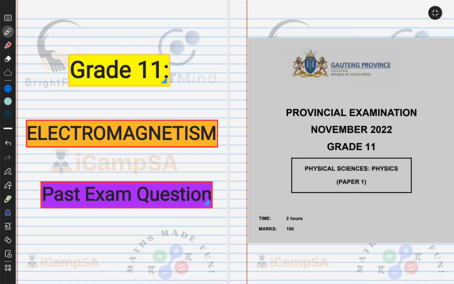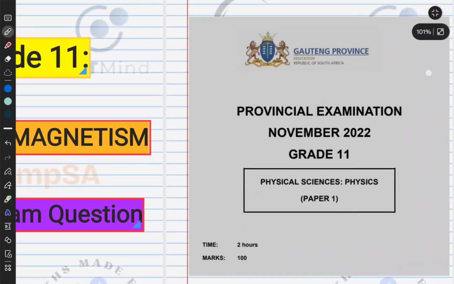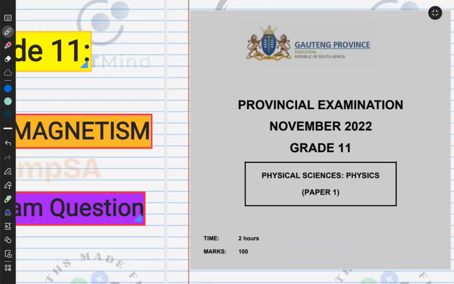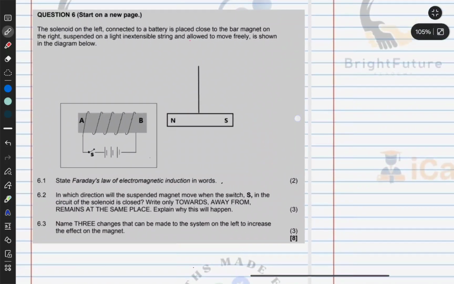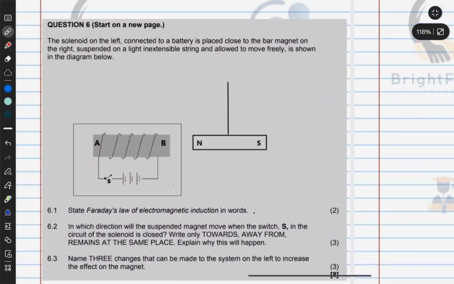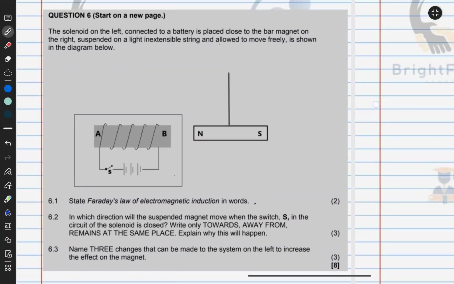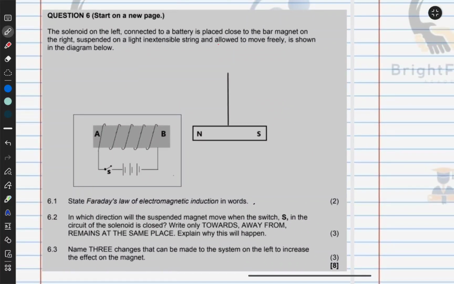So we are still on the topic of electromagnetism. In this case, we're dealing with a past paper problem from November 2022. It was a Gauteng, right? Now, in this particular problem, we're told that there's a solenoid, which is the one on the left, and then there's a power magnet on the right.